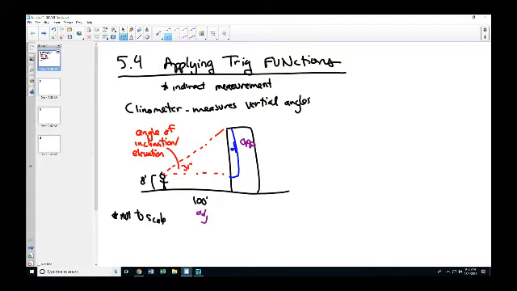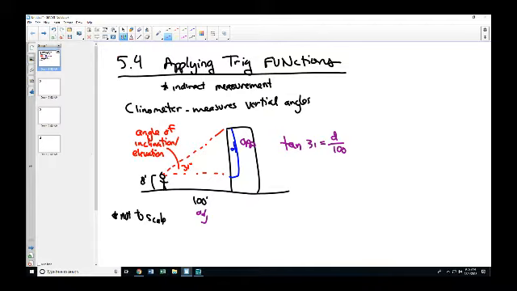Tangent. How do I set it up then? Tangent of 31 degrees equals opposite over adjacent. Right. Okay, solve that. So you multiply the tangent of 31 by 100, right? And that gives you d.